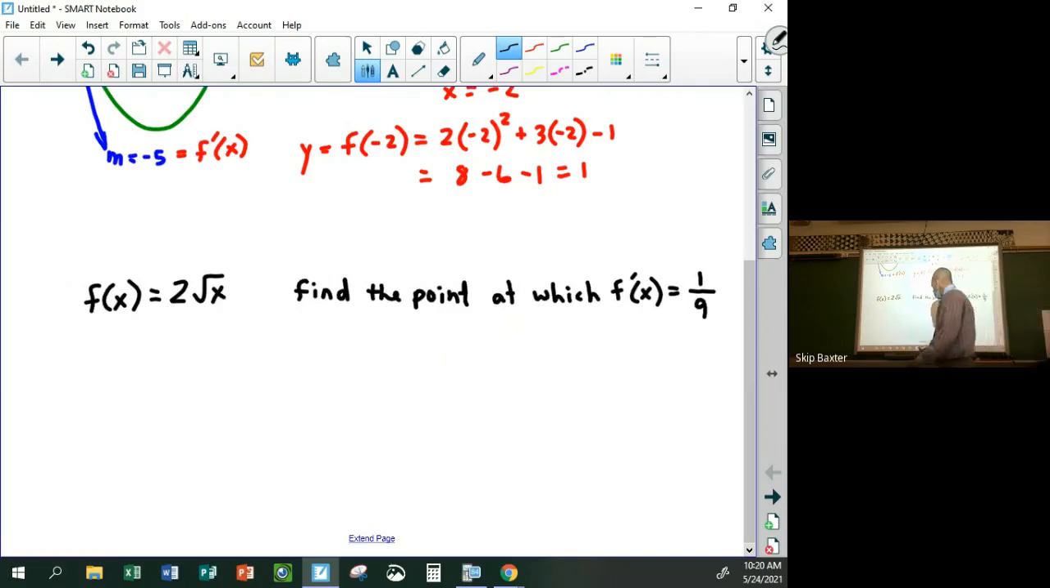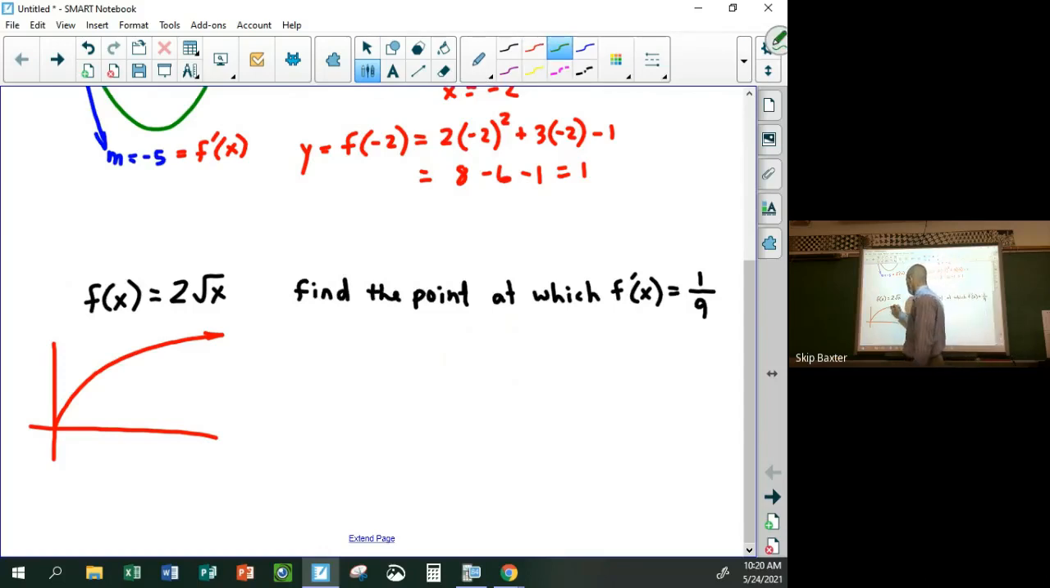So again, graphically, we know what 2 radical x looks like. We don't really have to know what it looks like, but it's helpful sometimes to just visualize the situation. So 2 radical x looks like radical x, which is half a parabola. It's just a little bit taller, so it kind of goes like this. All right, so we're just trying to find the point at which the slope of that tangent line is 1/9.